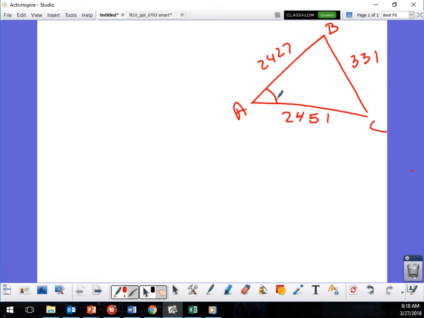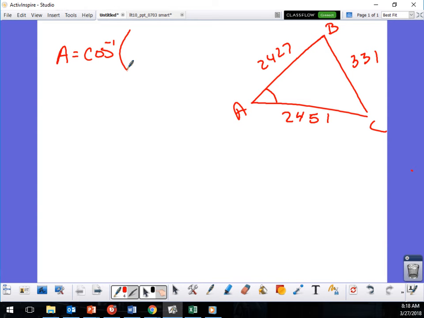Do we have a formula to find the angle if I have all the sides? Law of cosine. That's what we just did recently. We did law of cosine, right? Yeah. Law of cosine, I can find the angle. So angle A is equal to inverse cosine.